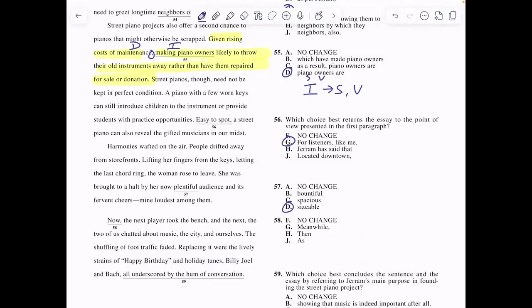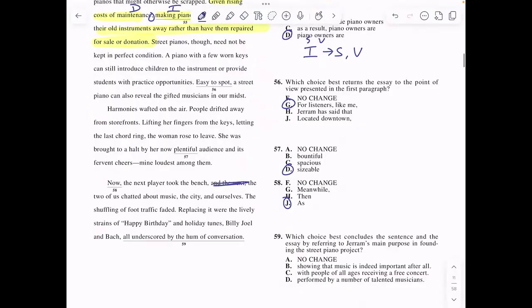58. Now the next player took the bench, and the two of us chatted about music, the city, and ourselves. Then, as the next player took the... It's "as." As the next player took the bench, the two of us chatted about music. Yeah, sorry. I would probably get rid of that one. As the next player took the bench, the two of us chatted about music.